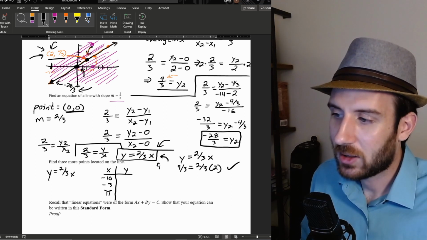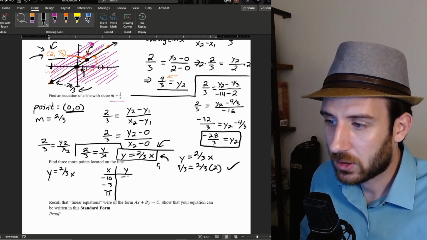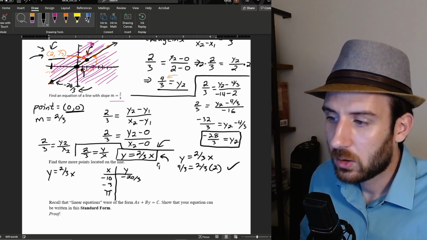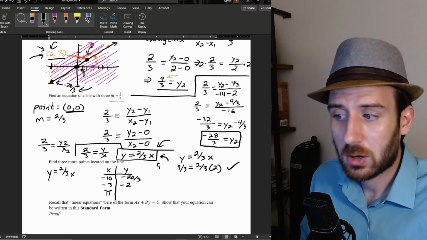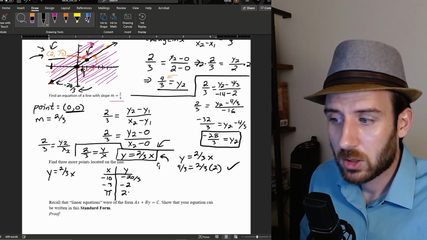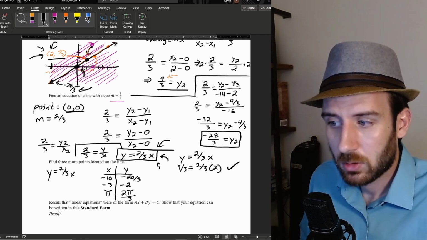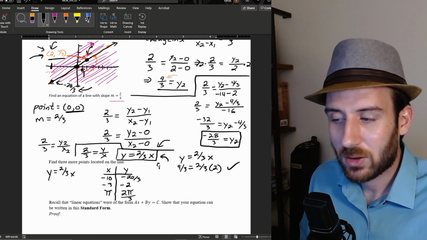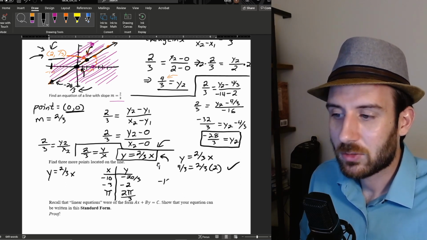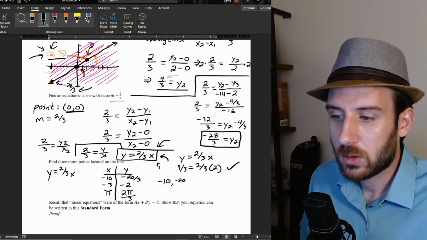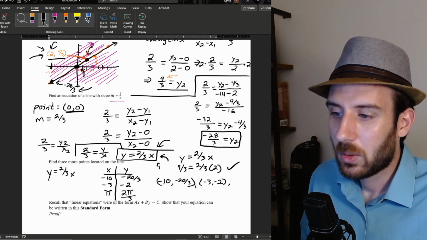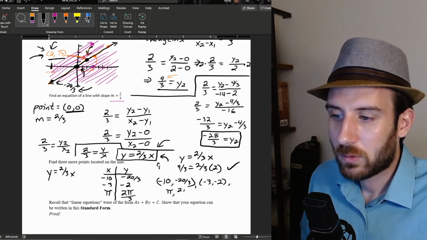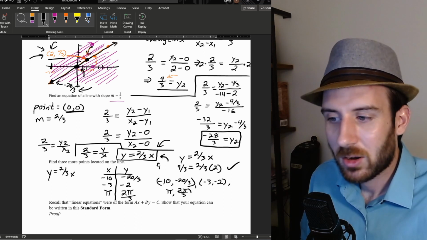If I put in -10, that's going to be -10 times 2/3, which is -20/3. If I put in -3, that would be -3 times 2/3, which would be -2. And if I put in pi times 2/3, that would be 2 pi divided by 3. So that means that my 3 points that I found on my line are (-10, -20/3), (-3, -2), and (pi, 2 pi over 3). And there are infinitely more.